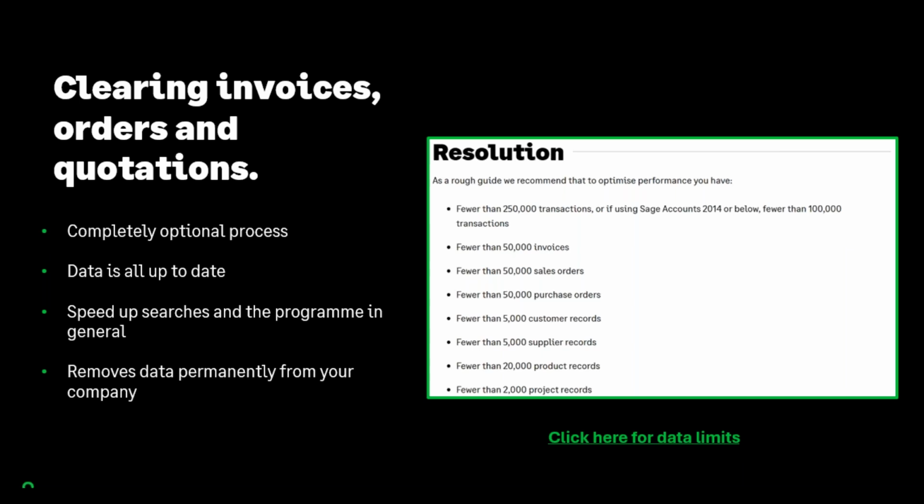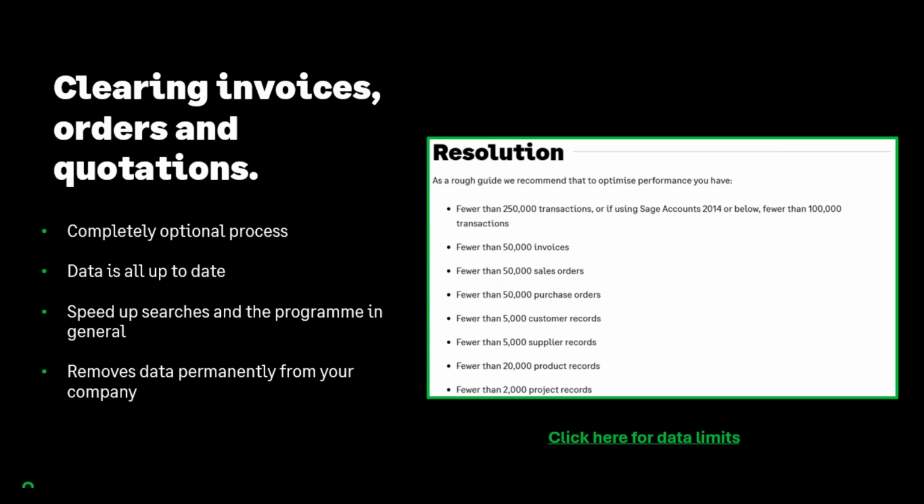Before we move on to that, just to explain the picture that you can see in front of you there, those are the data limits recommended in Sage 50. That's the maximum that we recommend. It's not written in stone, but it is where we see the most performance start to change within the program. It's usually recommended that you go to around about 80% of those figures.